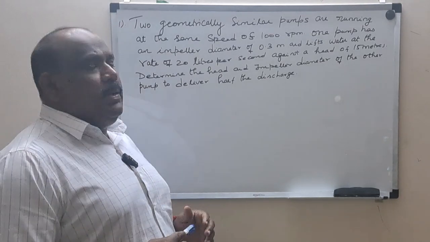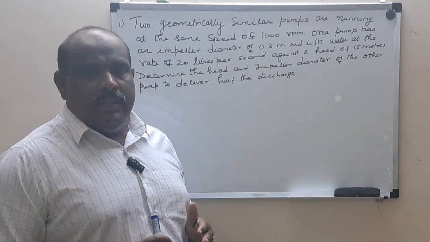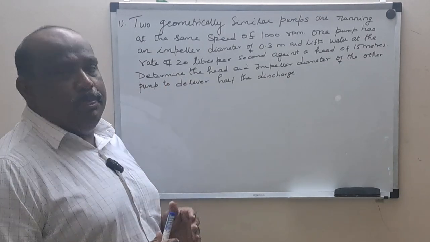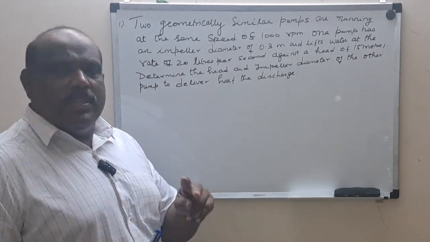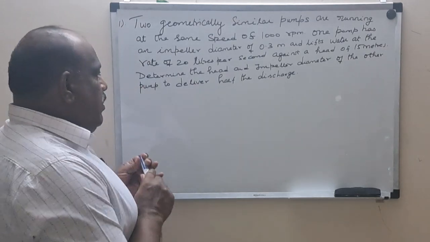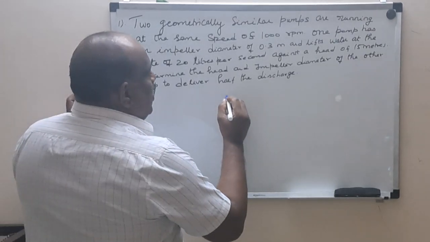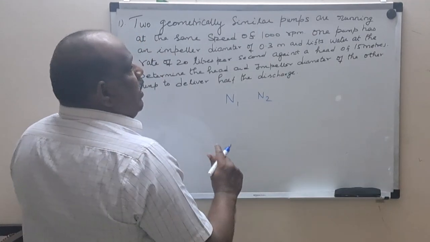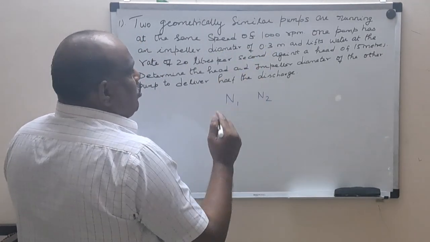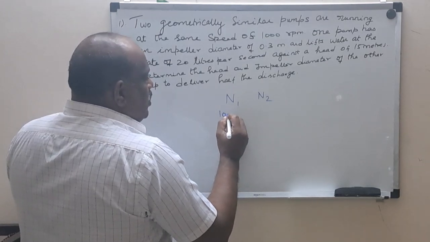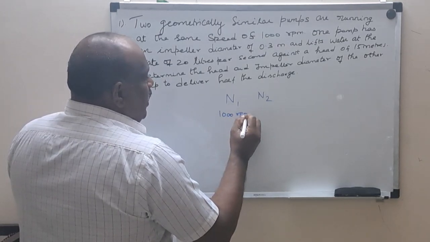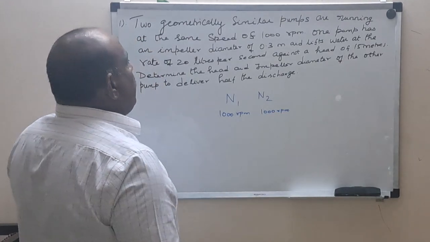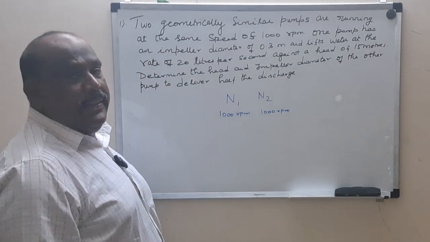Two geometrically similar pumps. So we have two pumps. The two geometrically similar pumps are running at the same speed of 1000 rpm. Since there are two pumps, let us have them as 1 and 2, so let us call their speeds N1 and N2. They are running at the same speed of 1000 rpm. So N1 is also what? 1000 rpm. N2 is also what? 1000 rpm.